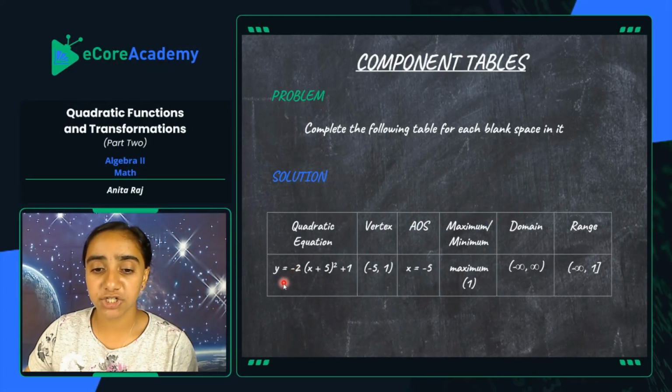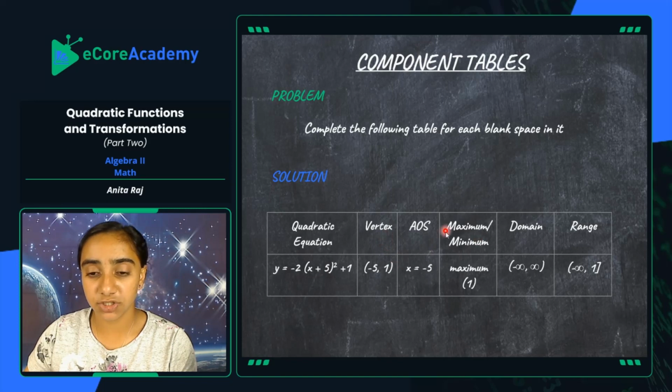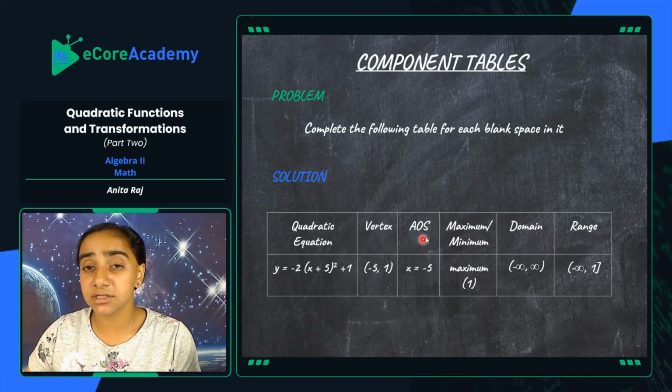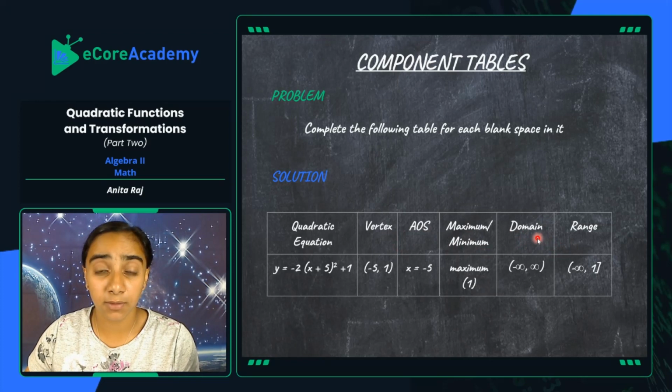The quadratic equation I am giving you is y equals negative 2 times the quantity of x plus 5 whole squared plus 1. As you can see, this is written in vertex form that I just showed you. So let's break it apart. We can actually answer each of these questions. Think of each of these components as a question, as though I'm asking you, what is the vertex? What is the axis of symmetry? Does this equation have a maximum or a minimum? What is the domain and what is the range? We're going to actually solve all of these without even graphing the parabola, which is really cool, and I'm going to show you how to do it.